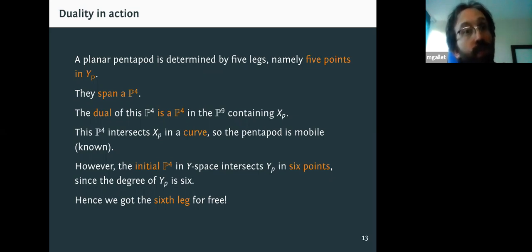Okay, so this is the toy model, I would say, where you can see how you can use this duality to go back and forth between legs and configurations, and see how you can play with them.